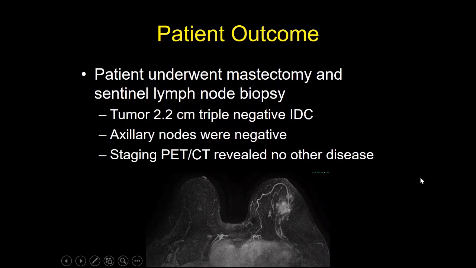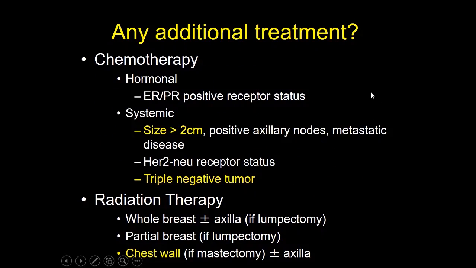So our patient underwent the mastectomy and the sentinel lymph node biopsy. Her tumor was 2.2 centimeters. It was triple negative. All of her axillary nodes were negative, and her staging PET-CT was unremarkable except for the primary breast cancer. So does she need to have additional treatment? This patient, because of her size of her tumor and the fact it was triple negative, did receive systemic chemotherapy, and she also did receive chest wall radiation.